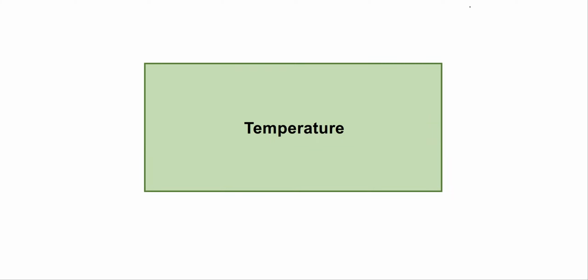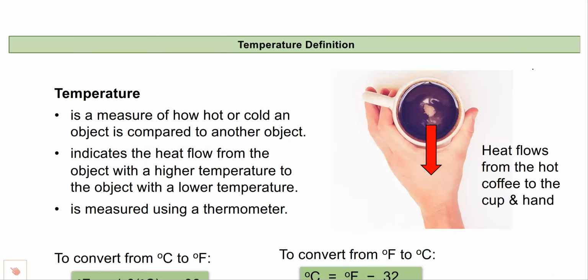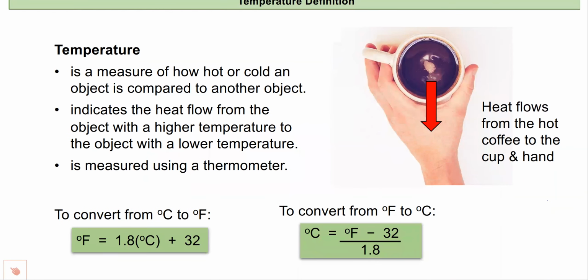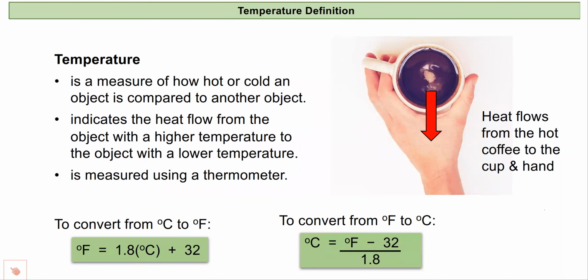In this video, we'll review temperature. This is one of the physical properties that we can measure in the lab. So temperature is a measure of how hot or how cold an object is. Really, it indicates how heat is flowing. Something that is at a higher temperature will lose heat to something else that's at a lower temperature.